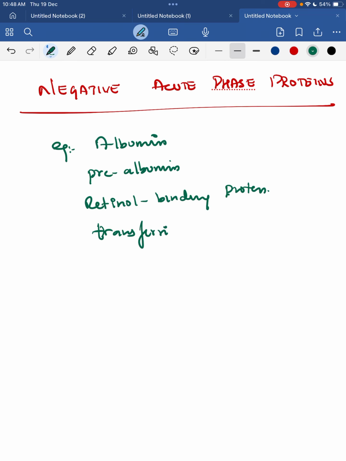Okay, so these are your acute phase proteins. So this is a very small topic regarding your acute phase proteins.